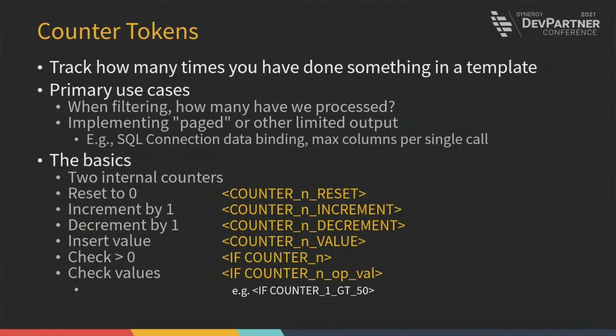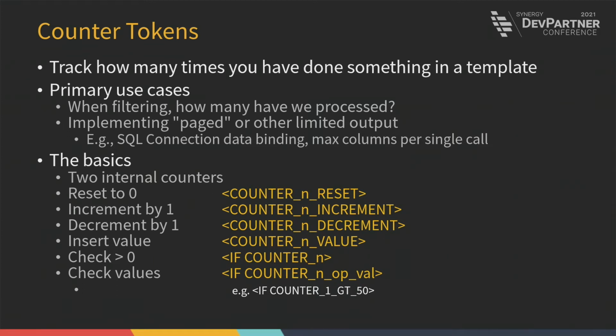Also, we have counter tokens. Counter tokens have become very, very valuable over time. We use them for all kinds of things. Essentially, CodeGen has two counters built in, counter 1 and counter 2, and you can use them to track whatever you want.